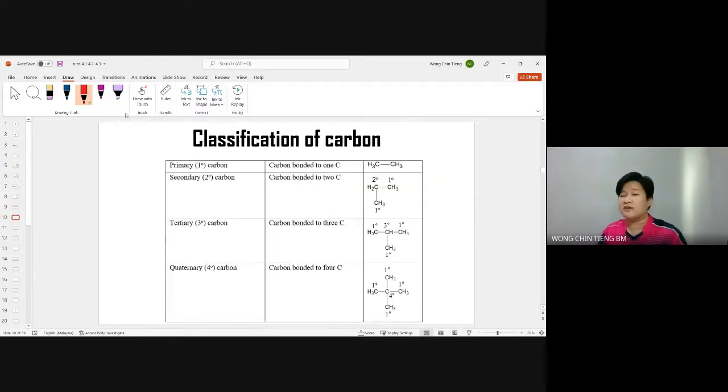Classification of carbon is very simple. We have four different classes. We have primary, secondary, tertiary, quaternary. So what does primary mean? Primary means the carbon.